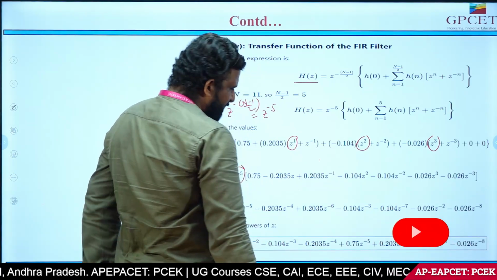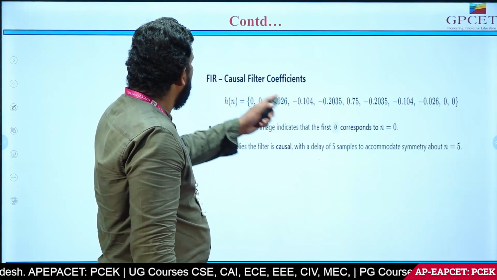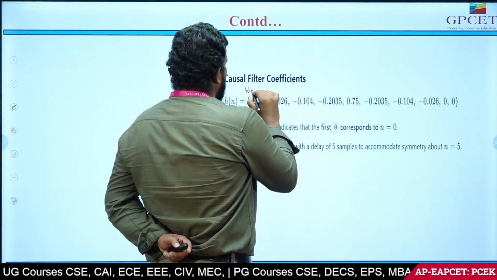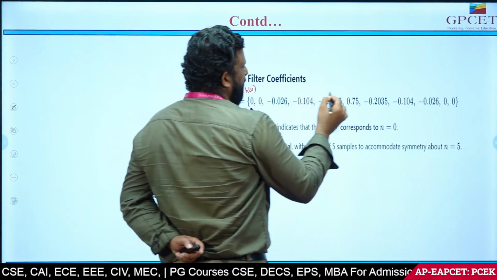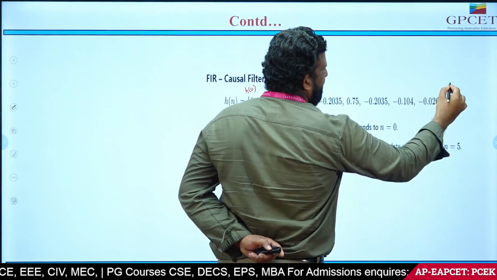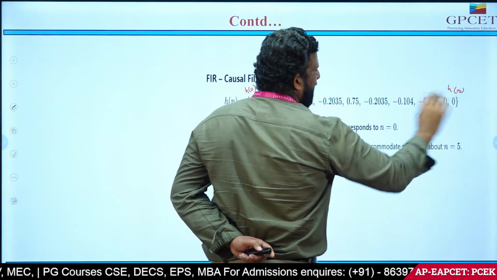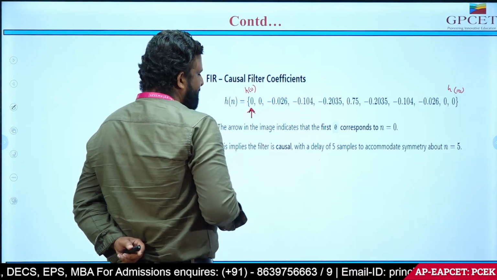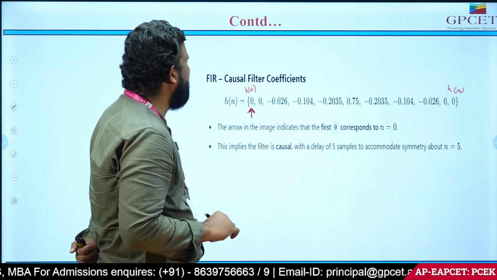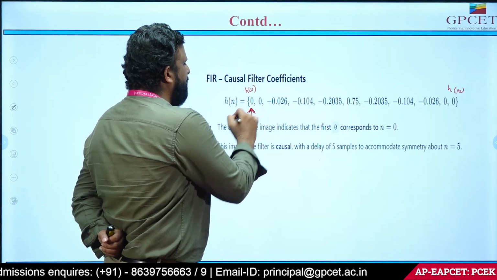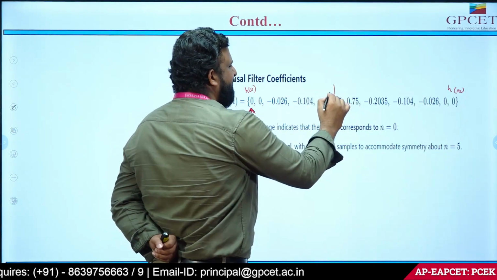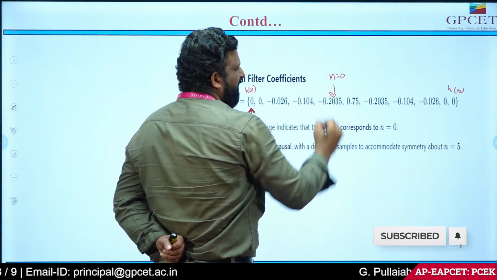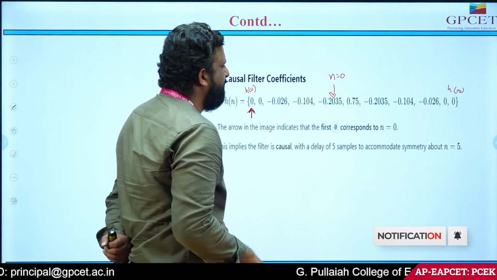Like this, we see all the coefficients: 0, 0, minus 0.026, that is h of 0, 1, 2, 3, 4, 5, 6, 7, 8, 9, 10, h of 10. So total 11 values. Here the arrow indicates where the values start, that is n is equal to 0. For n is equal to 0, the value will be here.